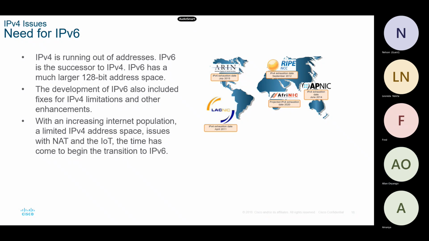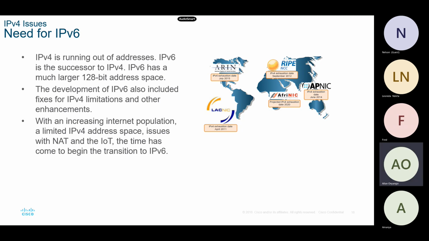So the first thing we want to talk about is some of the issues that are making us move from IPv4 to 6. The world is running out of IP version 4 addresses, and that makes IPv6 the successor of version 4. This is simply because IPv6 has a much larger 128-bit address space, and IPv6 is going to fix some of the limitations and enhance IPv4.